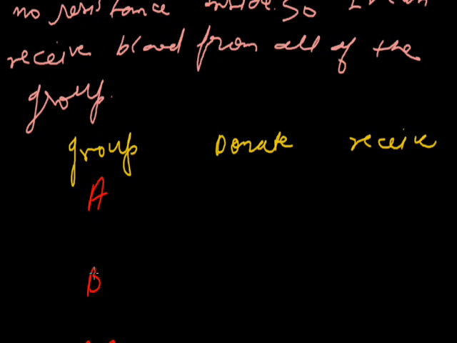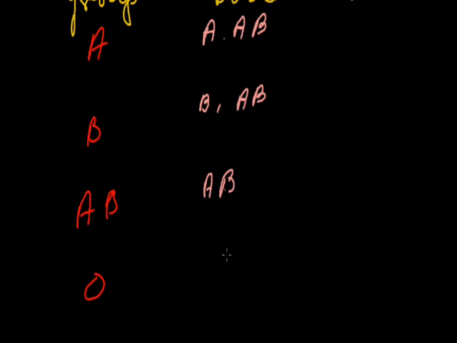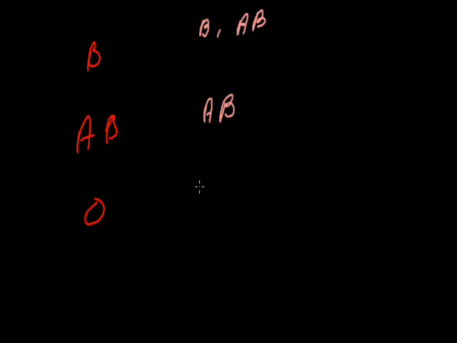Then I deal with the donate process. A can donate blood to A and AB. Second, B can donate blood to B and AB. AB can donate blood only to AB, and O can donate blood to all: A, B, AB, and O.